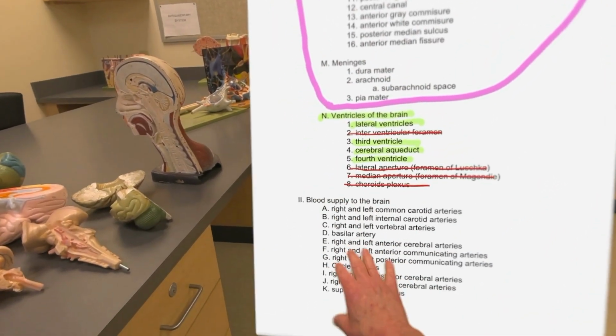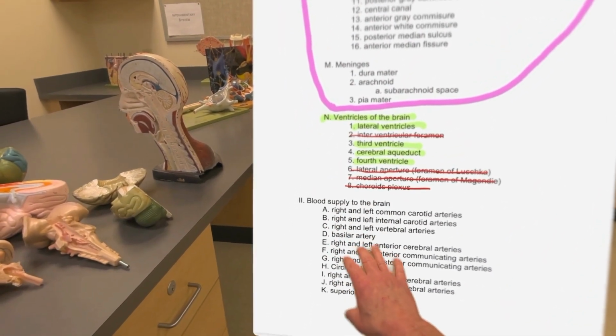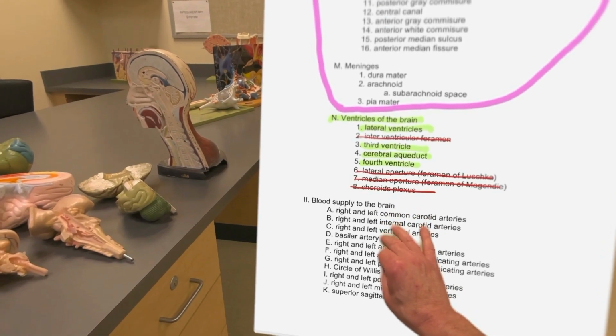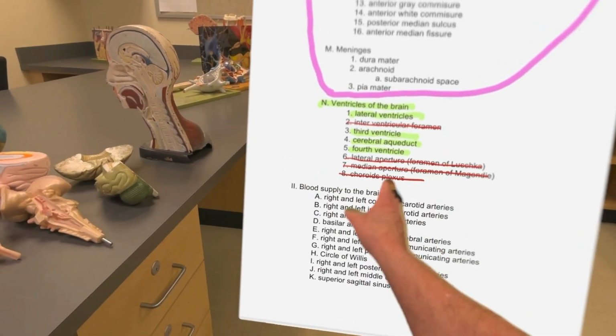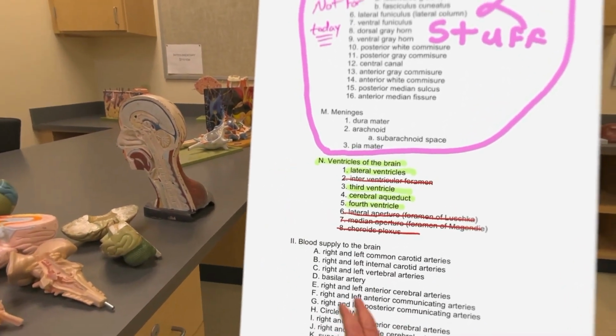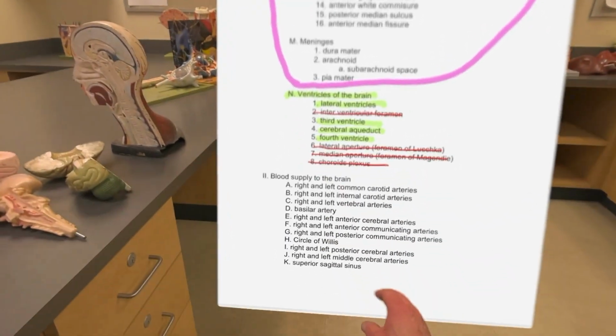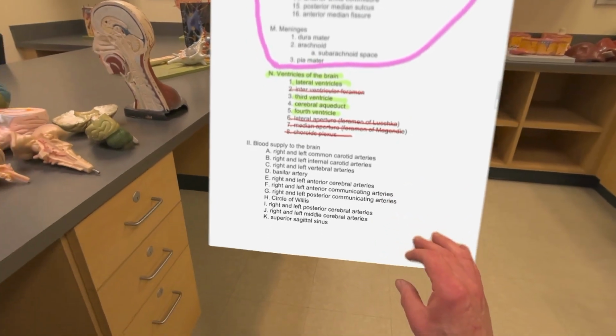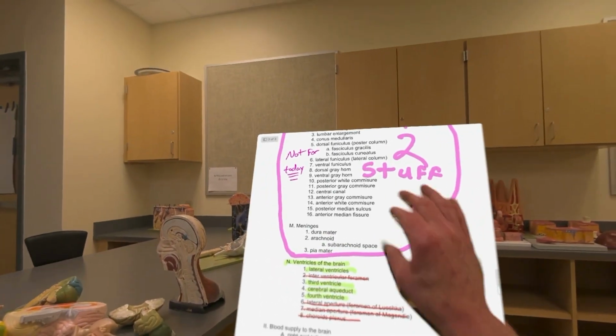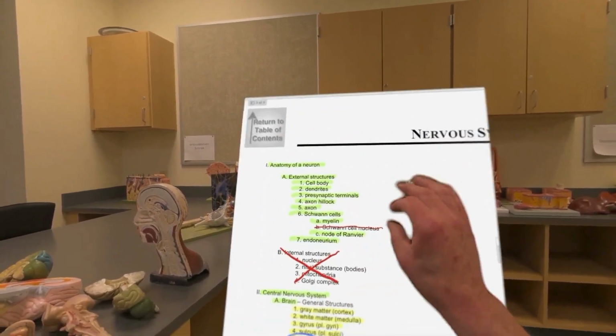Now, I'm not going to worry really about the blood supply to the brain. That's kind of AMP2 stuff, so you can literally just mark that all off in red. I haven't done that, but I'll do that before I drop this in Teams. And that is kind of what we need to learn for the first day of the nervous system.